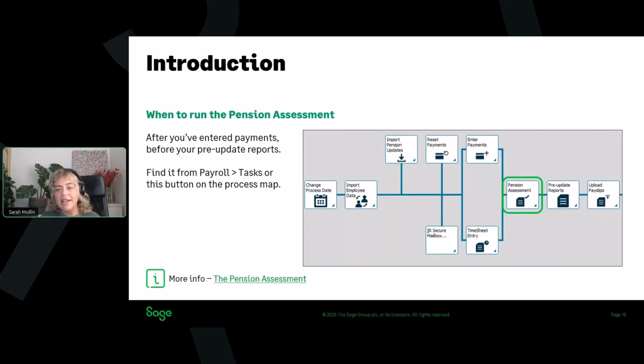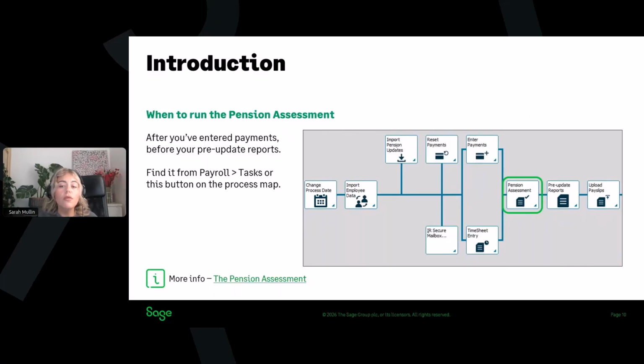Just want to give you a bit of context around that. At this point in your process, all of your wages are entered, which allows the assessment to calculate your contributions accurately. It also means that any changes triggered by the assessment, like enrolling employees or dating contributions, can then be applied before you run your reports and update your records as well.